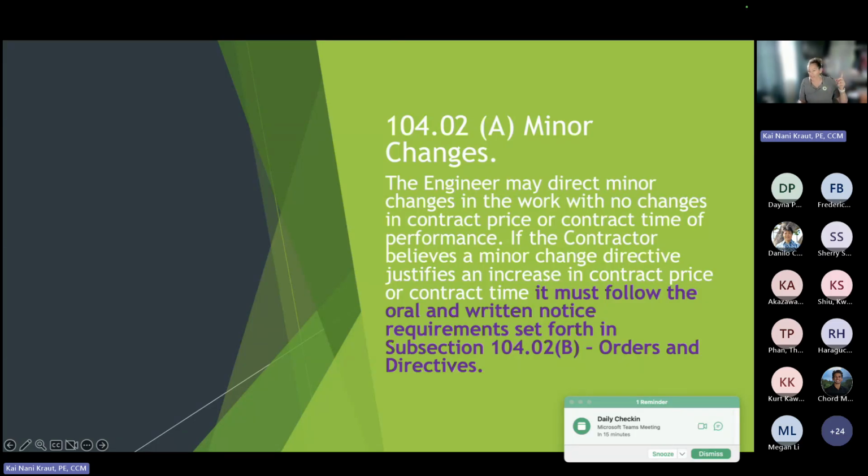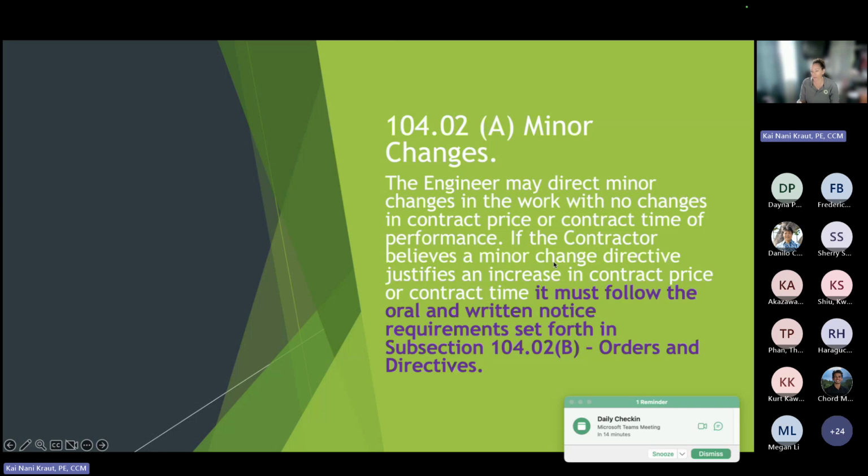Minor changes. So go to 104 because we're going to break this down. Because this is all about identifying a change and notifications. So under 104.02, that's where you're going to find the majority of this. The engineer may direct minor changes in work with no changes in contract price or time of performance. So if the contractor believes a minor change directive justifies an increase of contract time or price, it must follow oral and written notification requirements as set forth in orders and directives. So 104 has various requirements for notification. Okay. And we're going to go through some legal terms associated with that.